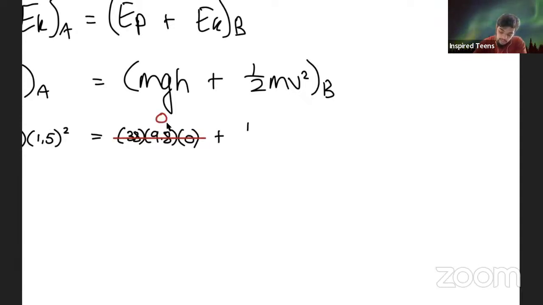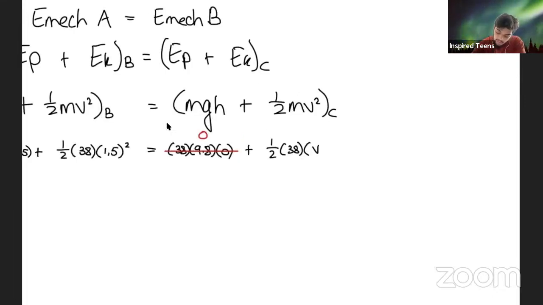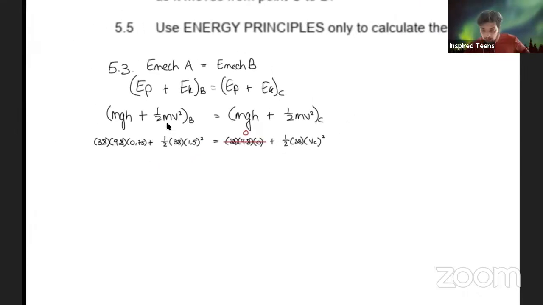Plus half, its mass is 38, and its velocity at that point is actually what they want us to calculate, the velocity at C. So what I'm going to do is replace A and B here with C, because that's the actual point you're working with, the velocity at C squared. That's what they want us to calculate. Now it's just algebra, right?